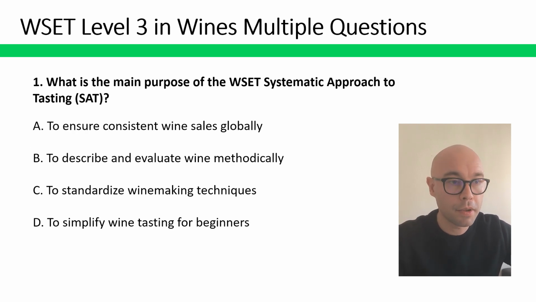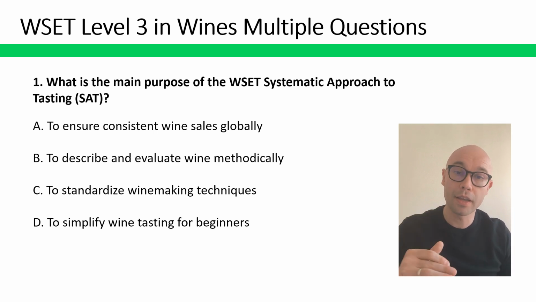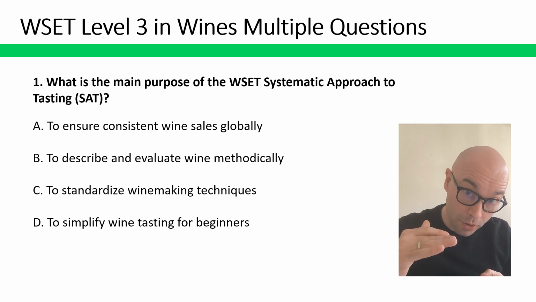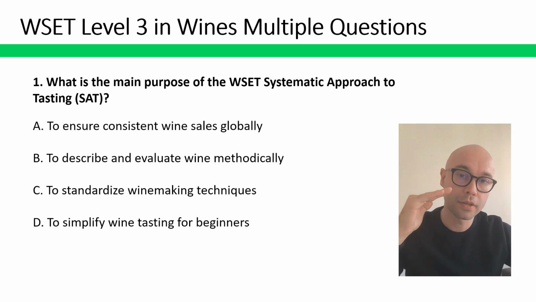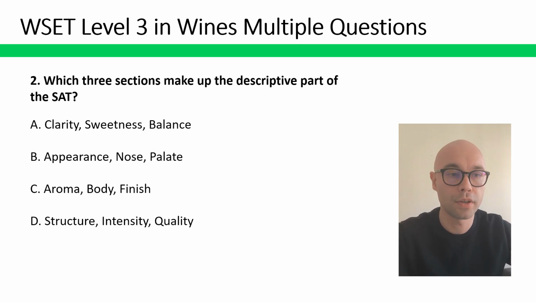Question number 1. What is the main purpose of WSET Systematic Approach to Tasting, SAT? To ensure consistent wine sales globally, to describe and evaluate wine methodically, to standardize winemaking techniques, to simplify wine tasting for beginners. The correct answer is B, to describe and evaluate wine methodically. You have the system, you're following it, and you're describing the wine in the same way. You're covering the same points every single time. So how the wine looks, how it smells, how it tastes, and then you take all that information and come to a conclusion regarding quality and readiness for drinking.